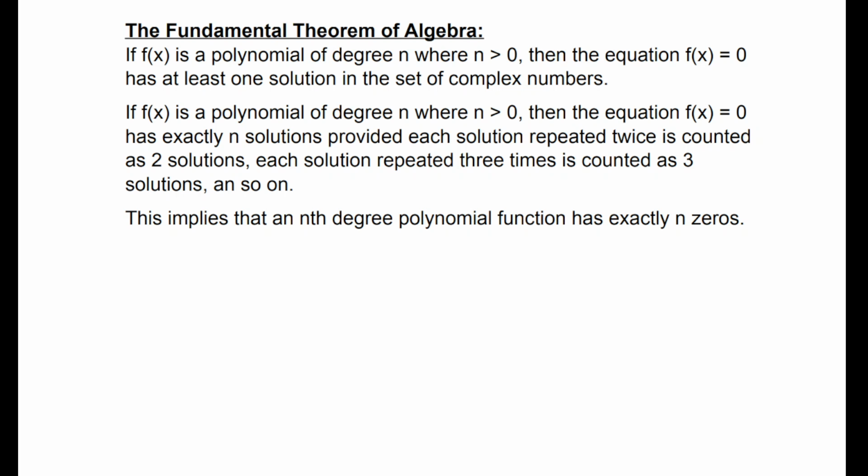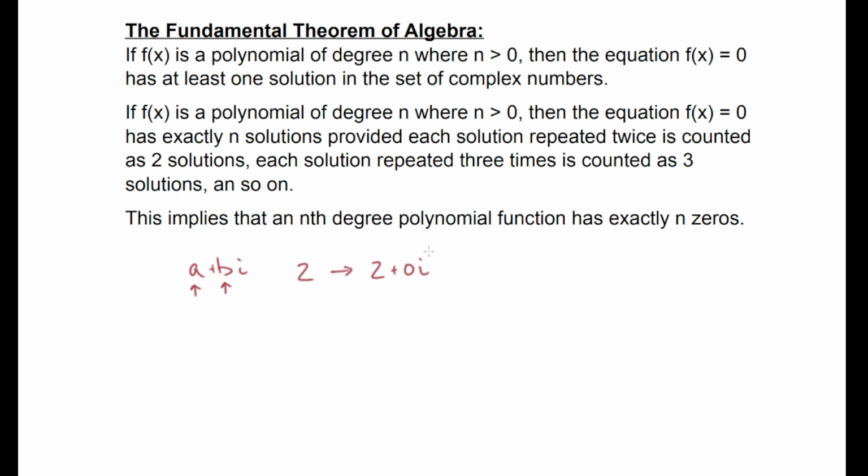So what it says is, if f of x is a polynomial of degree n, where n is greater than 0, then the equation f of x equals 0 has at least one solution in the set of the complex numbers. Now, to be clear, when I say the complex numbers, the complex numbers are of the form a plus bi. Now, a doesn't have to be anything but 0, and b doesn't have to be anything but 0. And so what that means is that, for example, the number 2 is in the set of complex numbers. It can be written as 2 plus 0i.